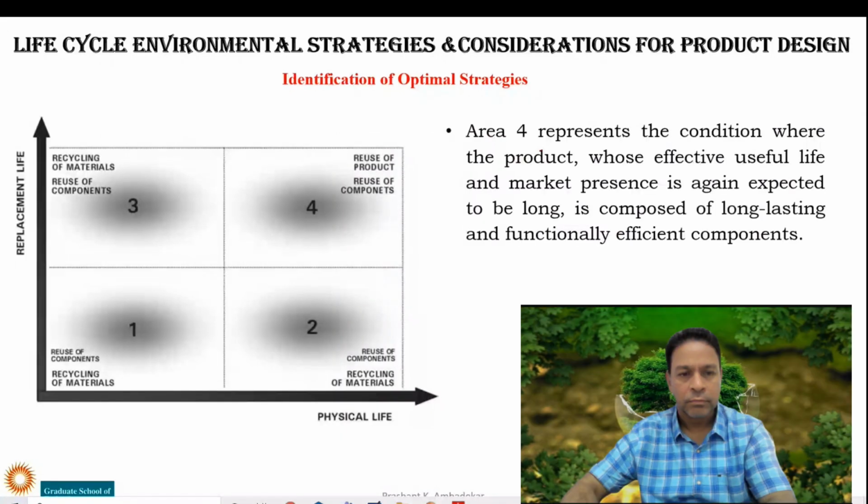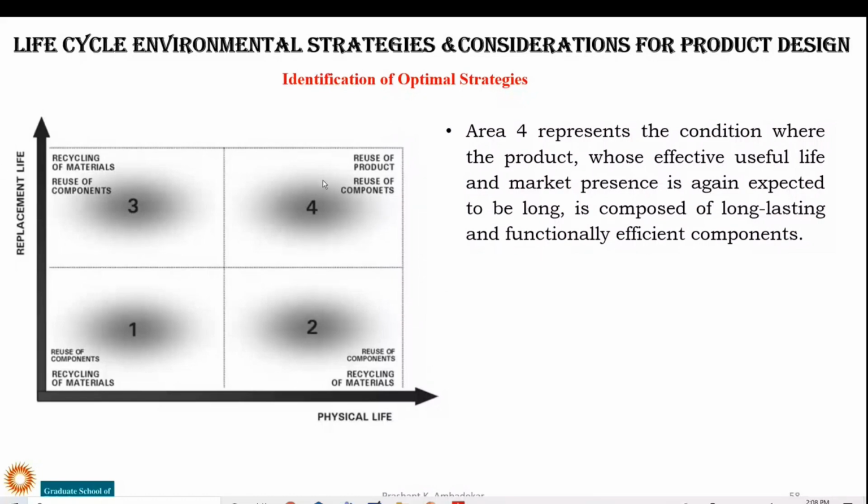And the final and fourth zone here is again an eco-efficient zone where the replacement life is high and the product life is also high. So I had given you the example of land, I think, or home here, where area 4 represents the condition where the product whose effective useful life and market presence is again expected to be long, is composed of long lasting material and functionally efficient components. Okay, that's why this is a design which is eco-friendly design or what is that word?